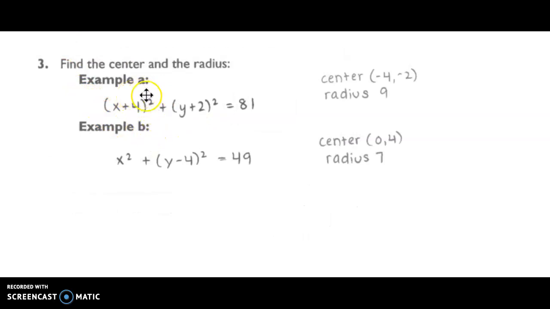And then going backwards, if you're given the equation, what's the center and what's the radius? Center is going to be at -4, -2, sign switch, and the radius is going to be the square root of this value. Since this is just x squared, then your h value is 0. And then a +4 here.